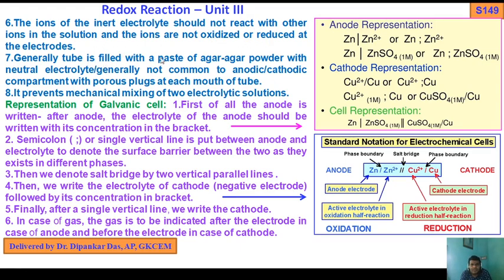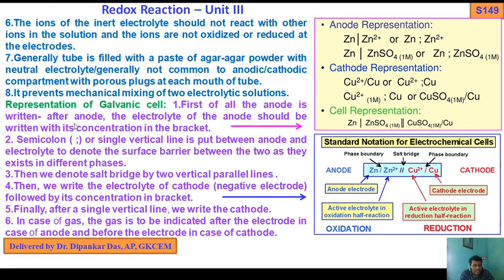Generally, the tube is filled with paste of agar-agar powder or with neutral electrolyte, or generally not common to the anodic or cathodic compartment, with porous plug at each mouth of the tube. So it prevents the mechanical mixing of two electrolytic solutions.